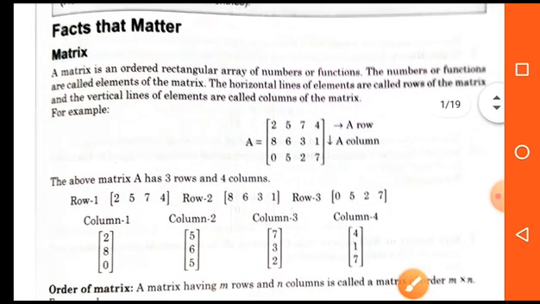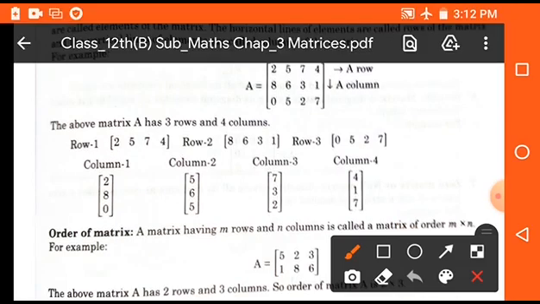Okay students, now we will discuss the types of matrices. First, row matrix. A matrix which contains only a horizontal line is called a row matrix. For example, row 1 contains elements 2, 5, 7, 4, so it will be said to be a row matrix. In the same way, 2, 8, 0 contain one column, so we can say that it is a column matrix.